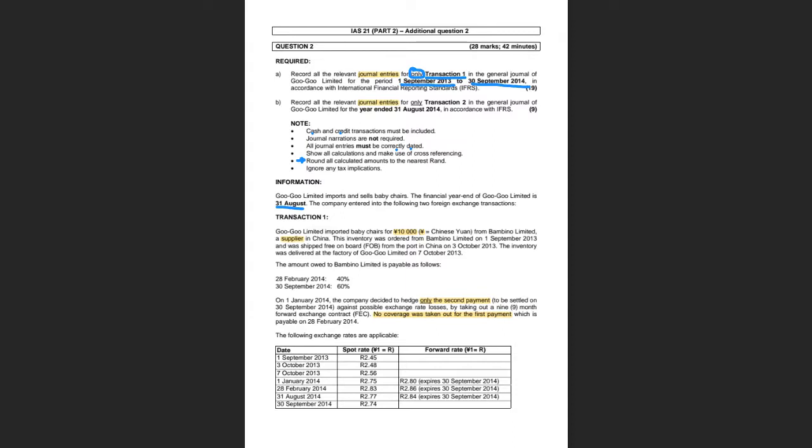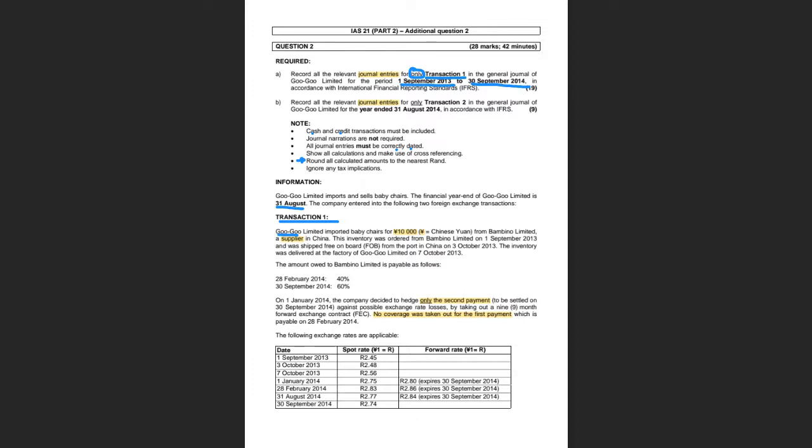It says Google Limited imported baby chairs. I'm back under transaction 1, reading the first paragraph. Google Limited imported baby chairs for 10,000 yen. Now, yen is the Chinese currency. So for 10,000 yen from Bambino Limited, a supplier in China.